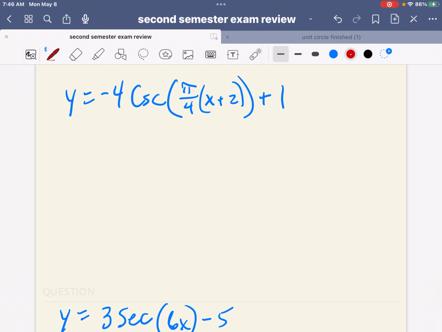Cosecant and secant functions. Cosecant is the reciprocal of sine. So what we do to graph a cosecant function is we graph the sine function, and then we draw the little parabolas and asymptotes where they belong. The amplitude is 4, the vertical shift is 1, the period is 8, 2 pi divided by pi over 4, and the phase shift is left 2.